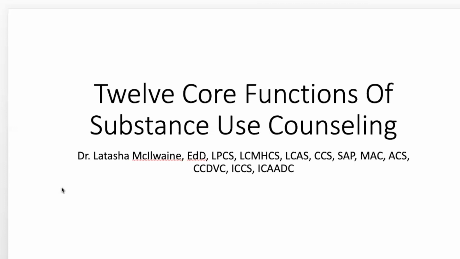So, in the 12 core functions, we talked about all different levels. I'll just recap right quick that we are talking about screening. We're talking about intake. We're talking about orientation. We're talking about assessment. We're talking about treatment planning. We're talking about the counseling, which could be individual, group, family, couples. We are talking about case management. We are talking about crisis intervention. We're talking about client education. We're talking about referrals. We're talking about report and record keeping. And then we're talking about consultation of professionals in regards to treatment and services. So that's the client's treatment and services.